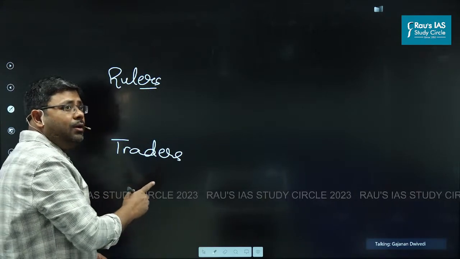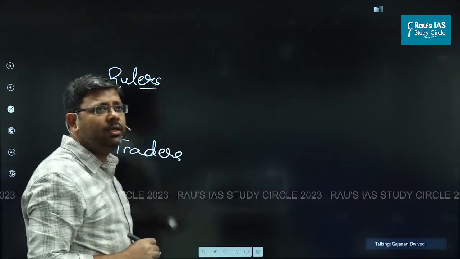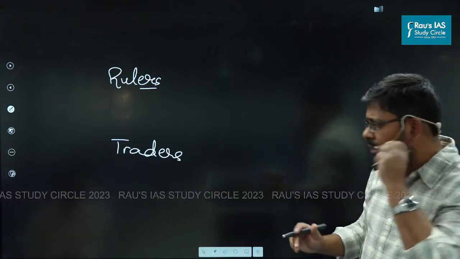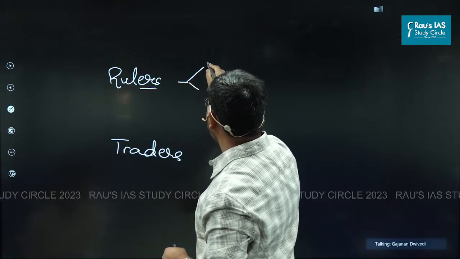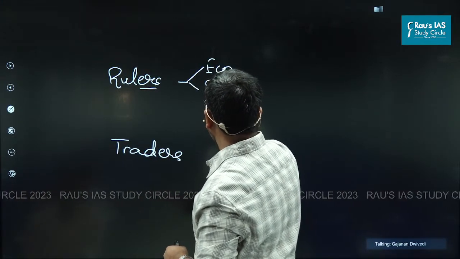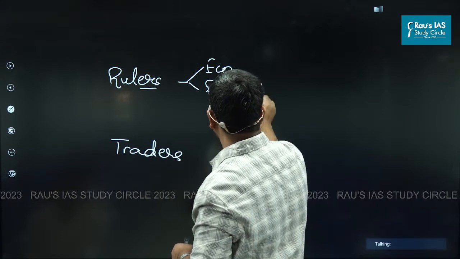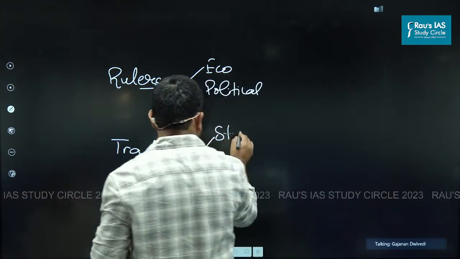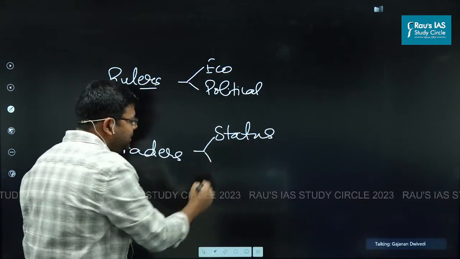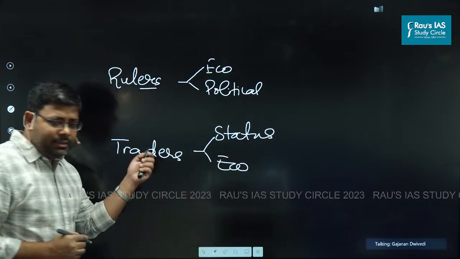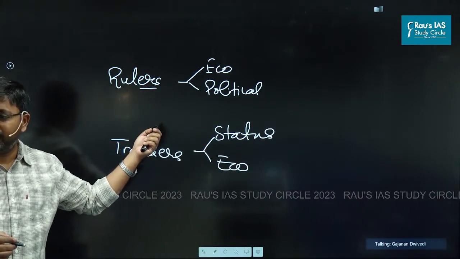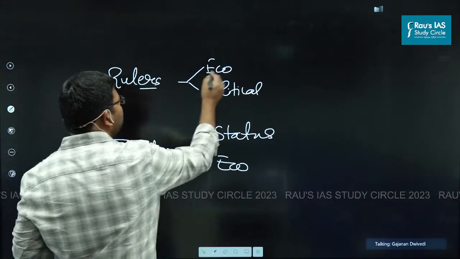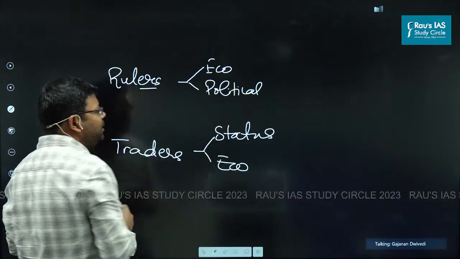Then if you talk about the rulers and the traders, the rulers, what they said: economic and political need. Traders, what they say: the status and economic needs. They said that this is how there was a condition for the rise of Buddhism. और फिर से समझिए इसे. If you talk about rulers, you talk about economic and political need.